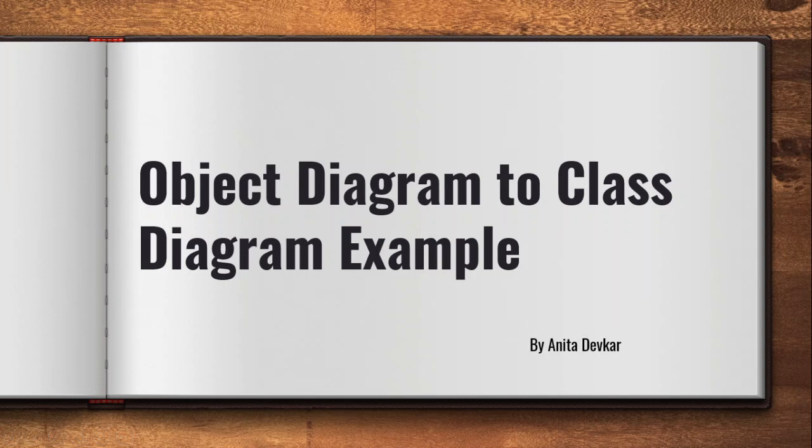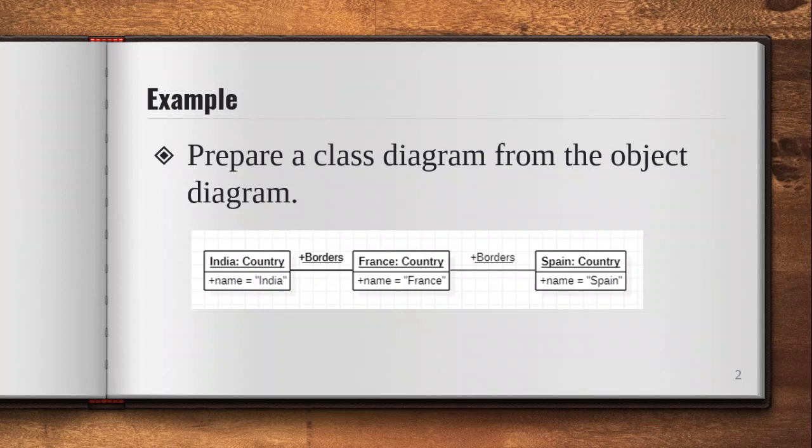Hello students, in this video we are going to see examples on how to convert an object diagram to a class diagram. This is one of the exercises I have taken from the Object Oriented Modeling and Design book. Here the object diagram is given and our task is to convert this object diagram into the class diagram.